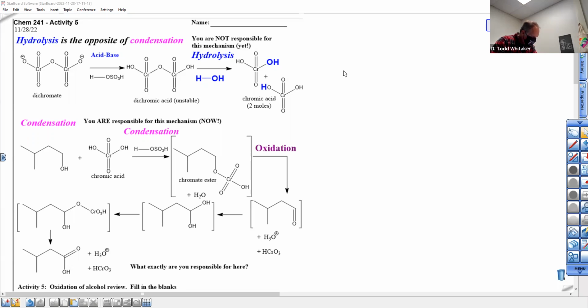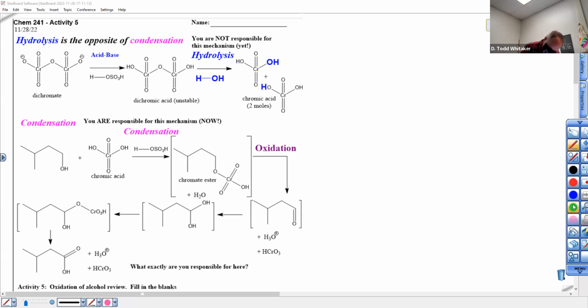All right, ladies and gentlemen. Oxidation of alcohol, big finish. So what do we have here? We have hydrolysis, the opposite of condensation. I think we had that one on our last one. Same comment. This time we're starting with a primary alcohol.